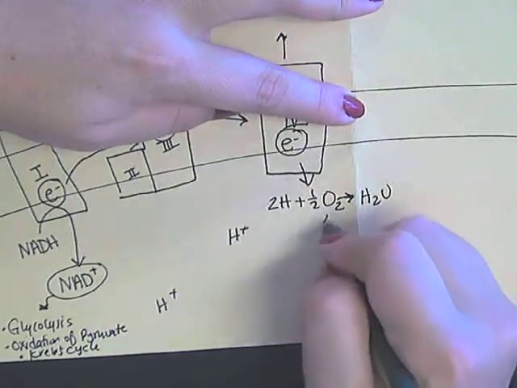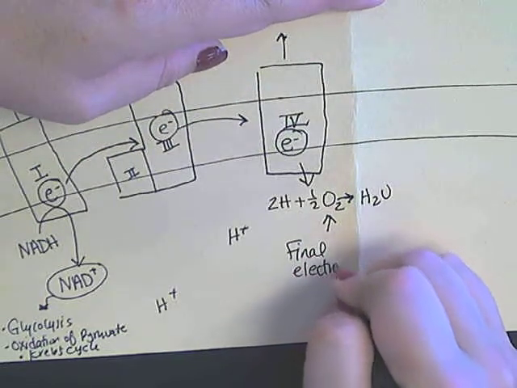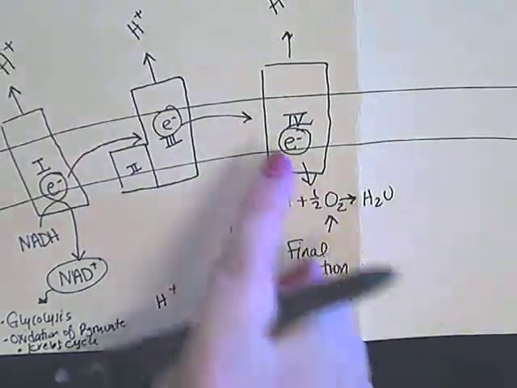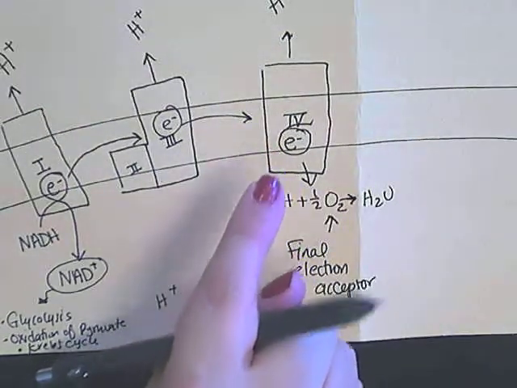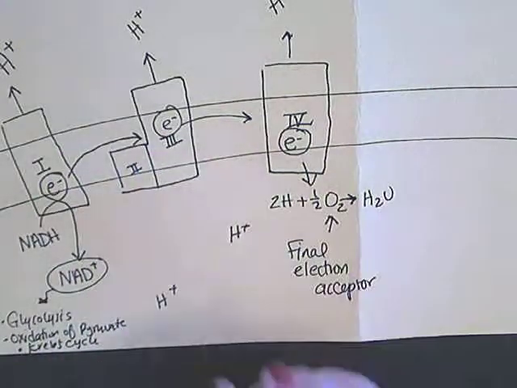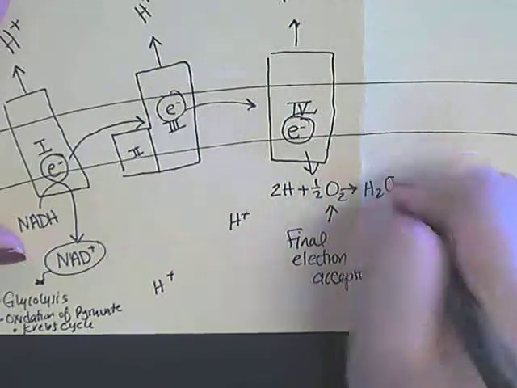So oxygen is what is known as your final electron acceptor. And that's why you breathe in oxygen, so that cytochrome C oxidase can donate that electron somewhere instead of just leaving it lying around. We're going to donate it to oxygen and form water in the process.